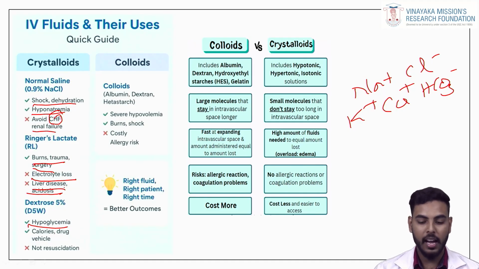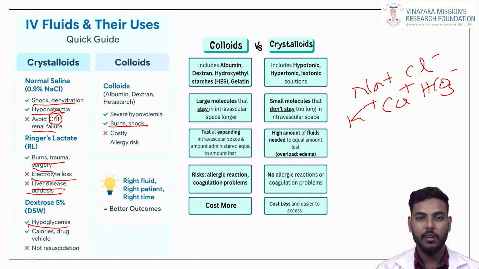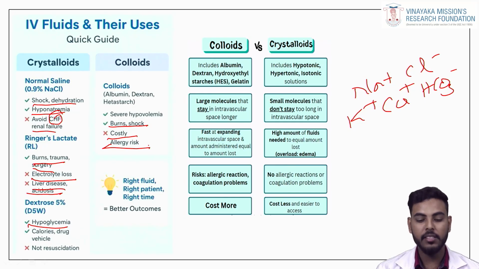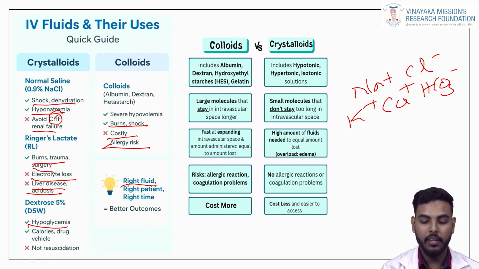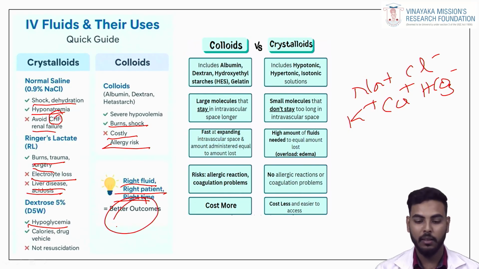Then coming to colloids, as I told, they are mainly used in hypovolemia and volume expansion. We can use colloids also for burns and shock patients. The major disadvantages of colloids are that they are costly and prone to allergy. These are the two major contraindications for colloidal solutions. Whenever we give the right fluid to the right patient at the right time, we will have a better outcome.